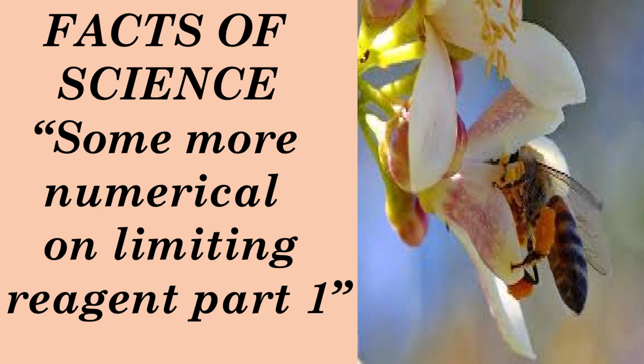Friends, in this video, I will tell you how to solve numericals related to limiting reagent, part 1. In a chemical reaction, the starting materials are reactants and the end materials are called products. If there are two reactants, one is the limiting reagent, the other is the excess reagent. The limiting reagent limits the reaction; it produces fewer moles of product. On the other hand, the excess reagent is in excess. In this video, I will tell you how to solve numericals related to limiting reagent, part 1.